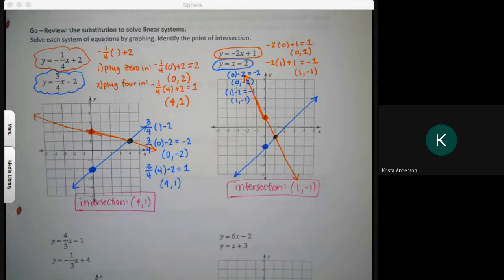Some of you will notice patterns or shortcuts when you're graphing. You are more than welcome to use them. You do not have to graph them this way if you know a different way to do it.